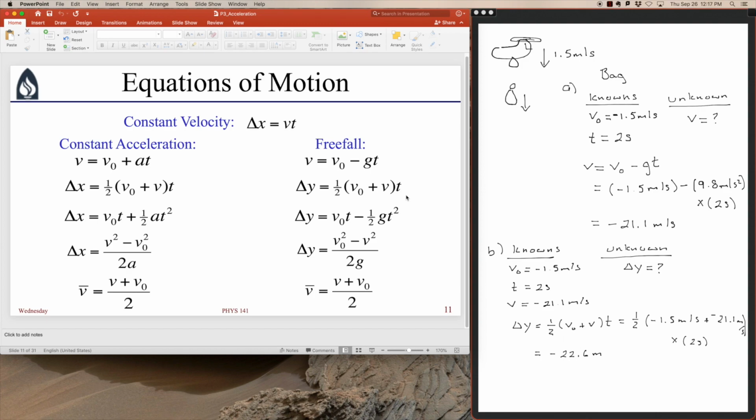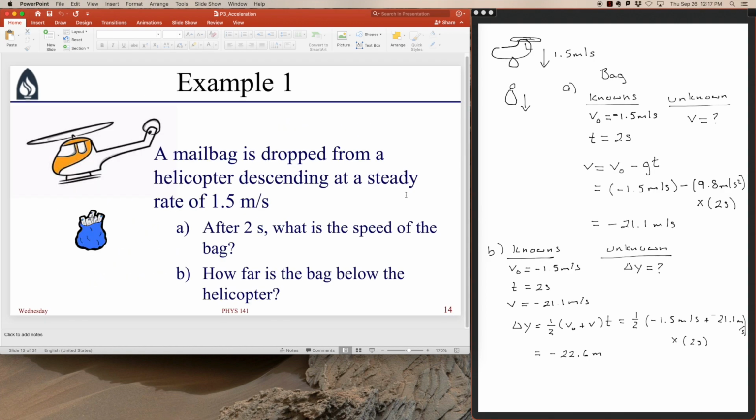So at this point, am I done? Well, not quite, because I found out how far the bag fell, but this is how far the bag went during its fall from its release point. And while the bag was falling, that helicopter was still moving downward. So the helicopter also descended during this 2-second interval. So this is the delta y for the bag. I better also find the delta y for the helicopter.